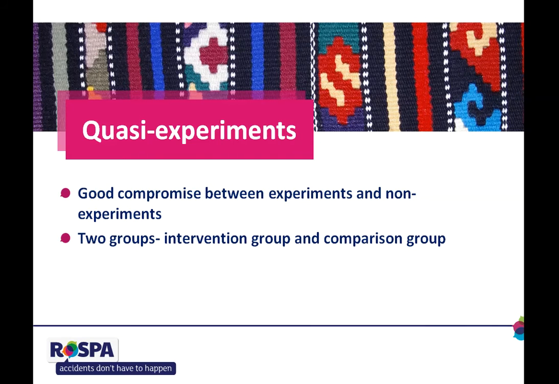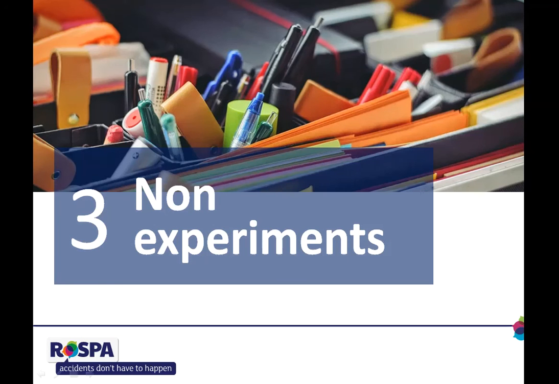Like experiments, there is a group who receives the intervention and a group who do not receive the intervention. The difference between quasi-experiments and experiments is that people are not randomly allocated to the intervention group and the control group. It might seem confusing, but it is important to note that the group who do not receive the intervention are known as the comparison group, rather than a control group in quasi-experiments.